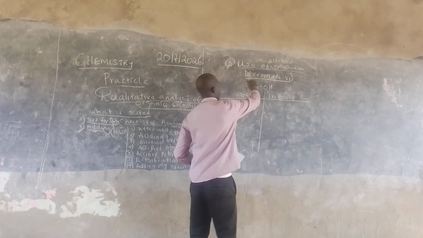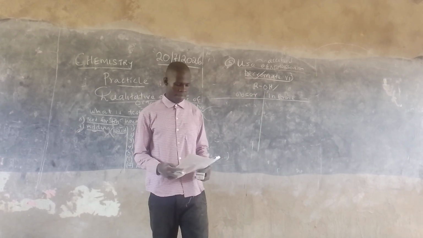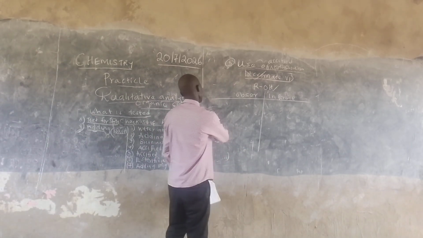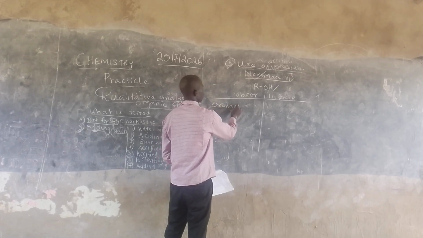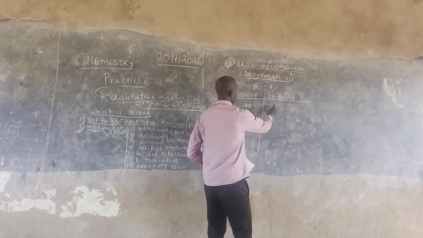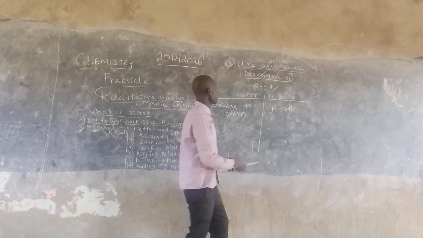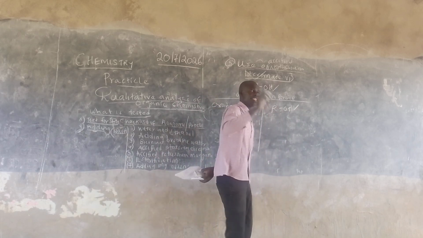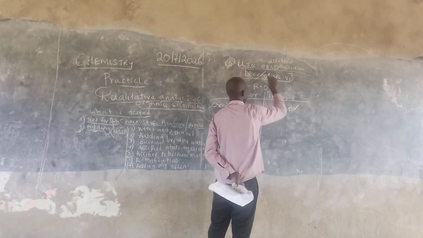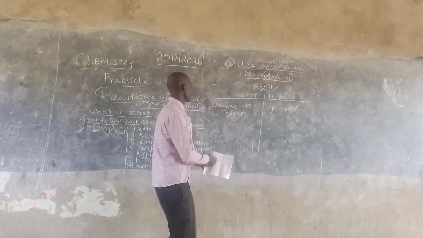So this potassium dichromate tests only for this, and its color changes from orange to green. If it changes from orange to green, then it confirms that R or H is present. But if it remains orange, then it tells us that R or H is absent. That's very important. The difference between dichromate and manganate 7 is that this one tests for R or H, and that one tests for all organic compounds.